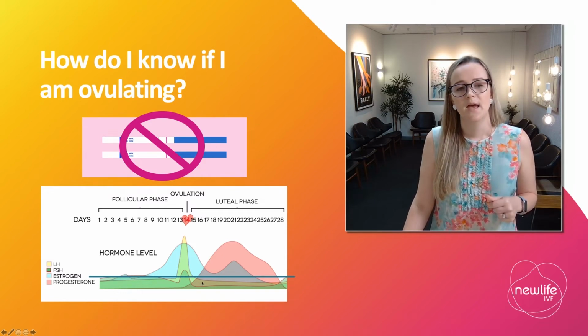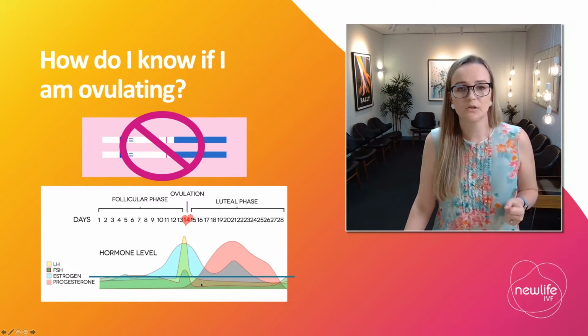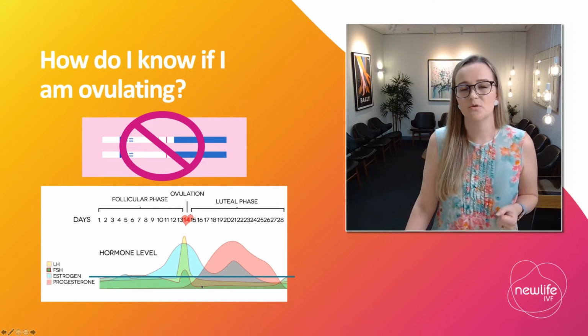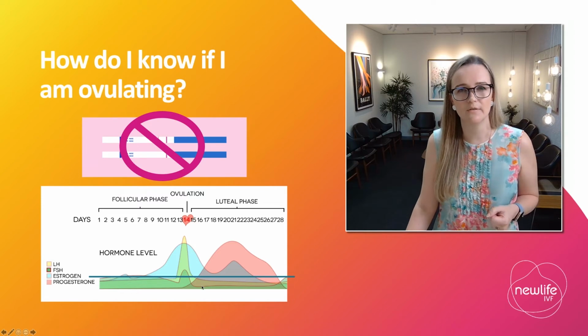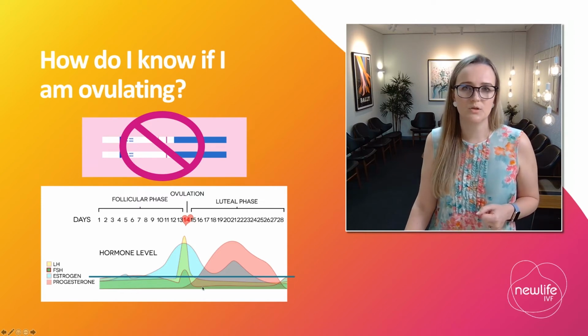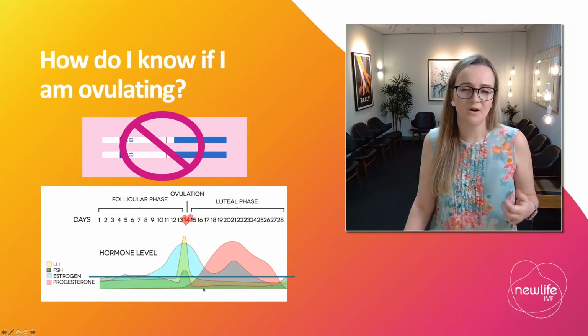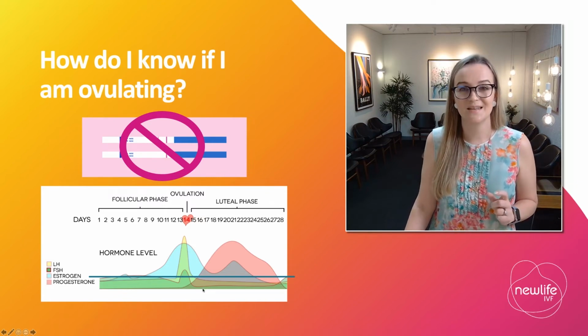And then finally, if you have cycles that are longer than 35 days in length, it becomes pretty unfeasible to track the cycle and to try and work out when you're ovulating. And in that case, we would usually recommend some kind of fertility assistance, whether that would be ovulation induction or other treatments that Martin is going to talk about.